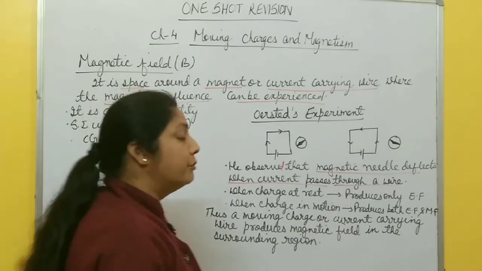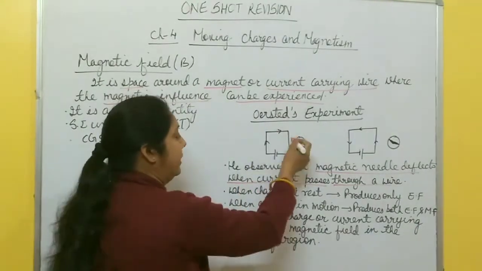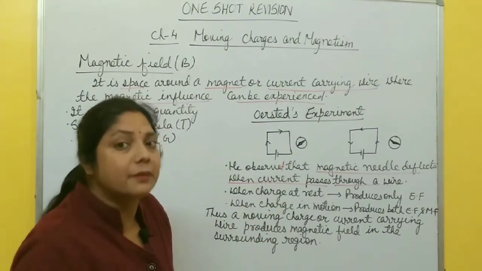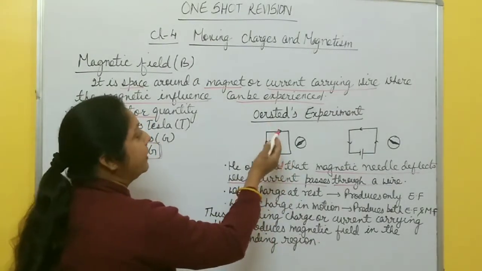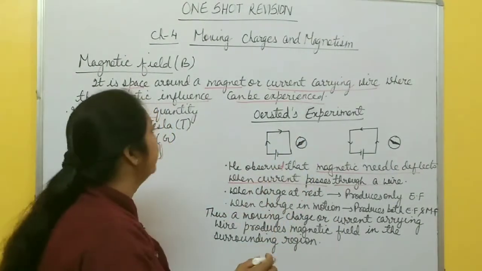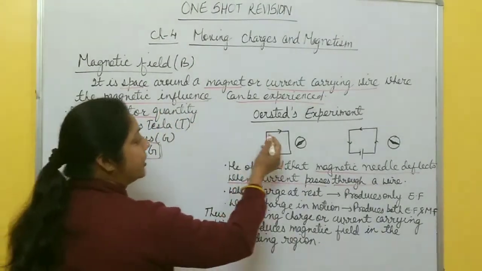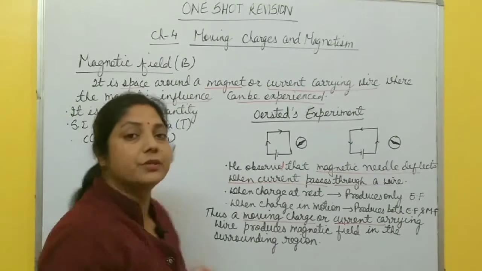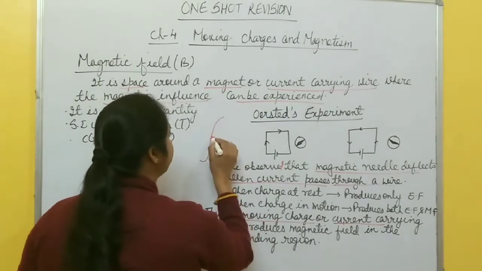It means a moving charge or current carrying wire produces something around it, right, which this magnetic needle experiences, and that something is what? Magnetic field. So that's why magnetic field is the region around any magnet or current carrying wire in which the magnetic influence can be experienced. Thus, Oersted's observation was that a moving charge or current carrying wire produces magnetic field in the surrounding region.